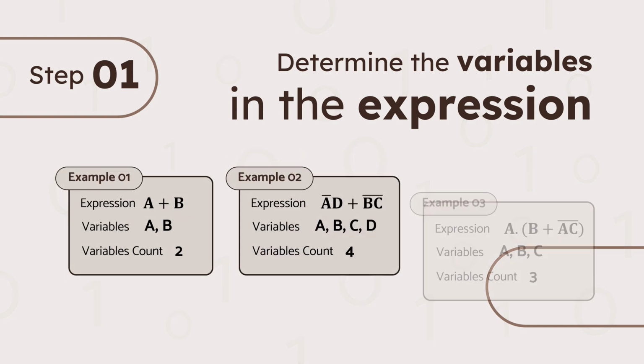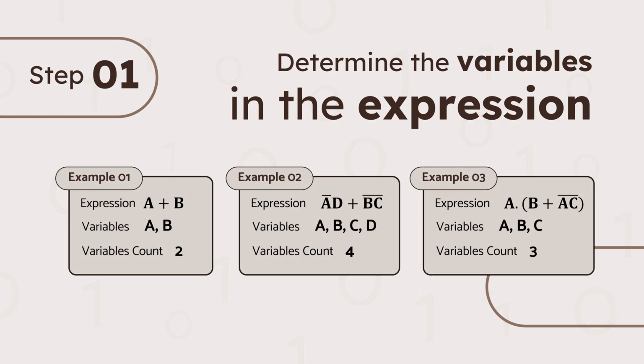First step is to determine the variables in the given expression. For an example, let's consider the expression a or b, the example 1 here. It has just two variables. Likewise, if we consider the example 3, it has only 3 unique variables. This is the variable count that we need when constructing the truth table.